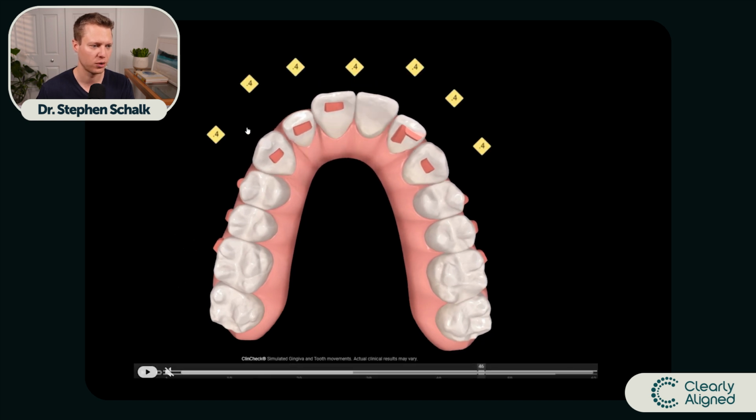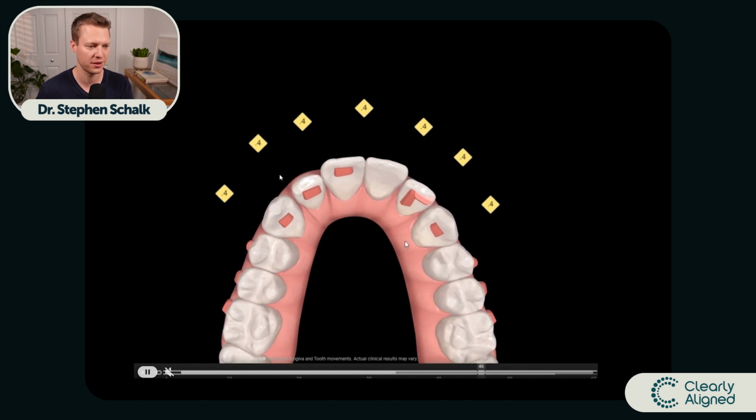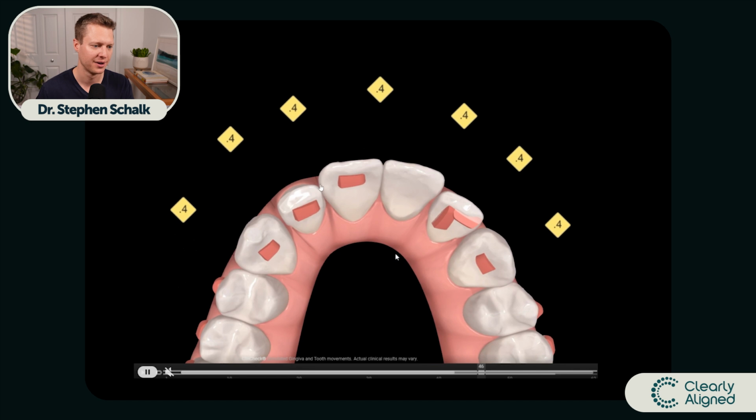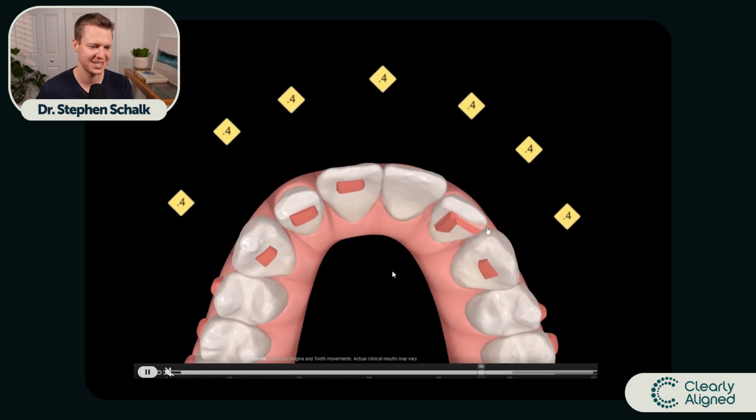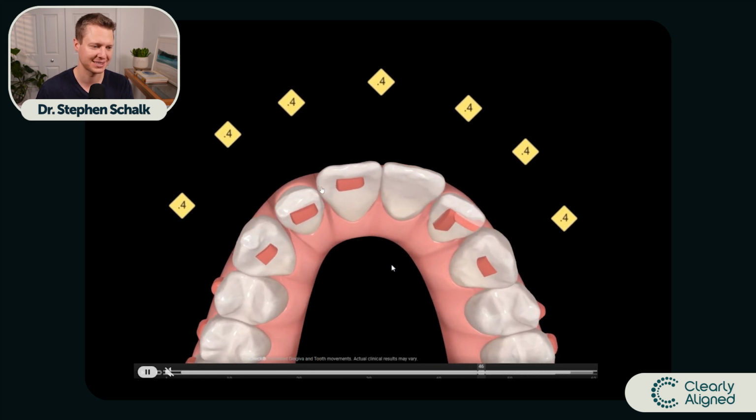So you can see here, the yellow indicates when that IPR is being done. And on the bottom, you can see it's happening at aligner number 46. So only after we've actually finished straightening all the teeth do we do that IPR, because we need to smooth between these teeth when we actually can access the contact point between them.